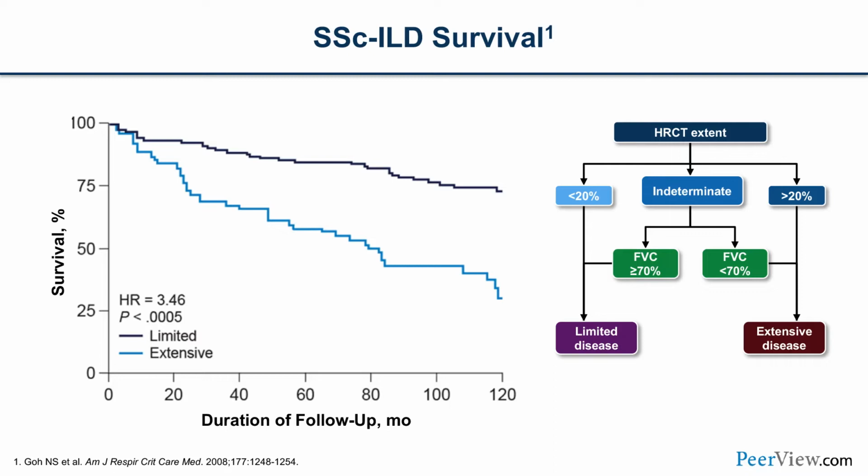So limited disease being less than 20% of the CT being involved by interstitial lung disease, and a forced vital capacity of greater than or equal to 70%. For more extensive disease, it's involvement on the HRCT of greater than 20% and a forced vital capacity of less than 70%.